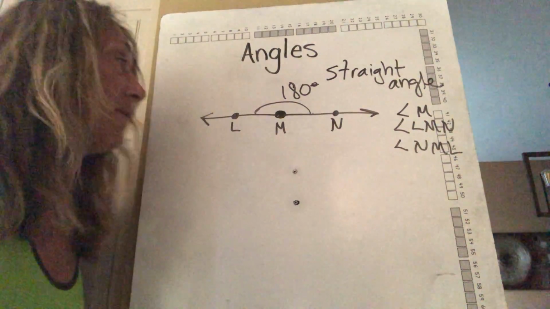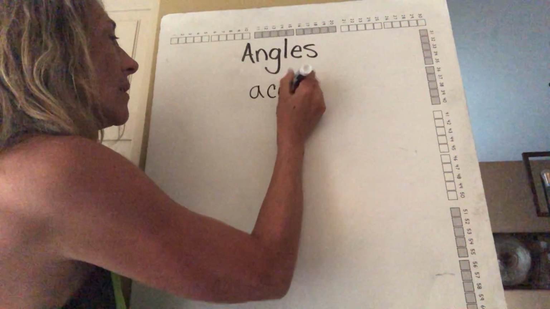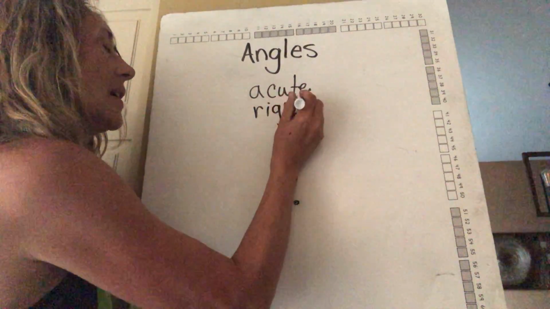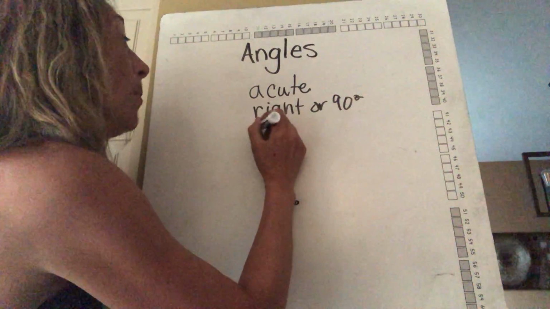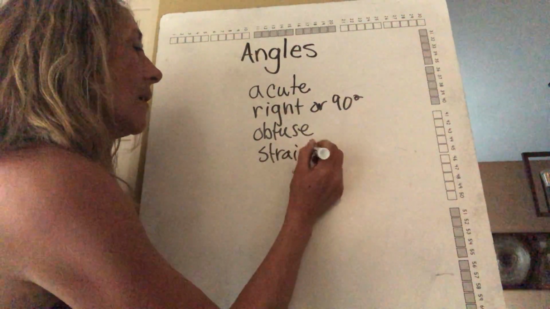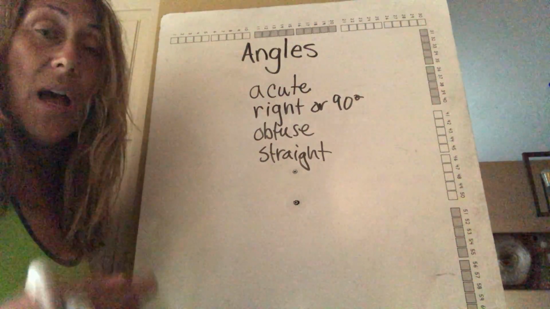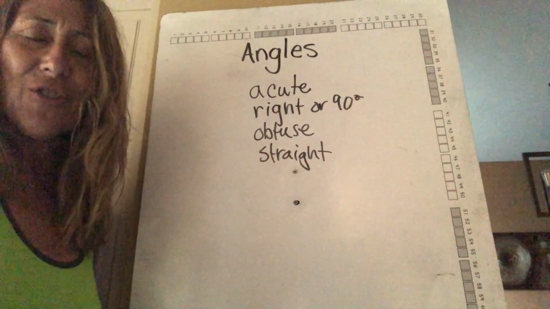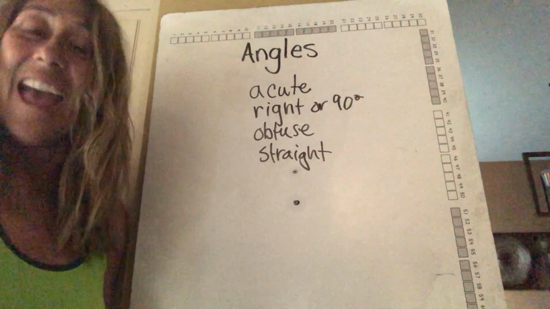So we have, in review, we have acute, we have right, or let's go with 90 degrees because they can be called either one. We have obtuse, and we have a straight angle. So those are the names. You can also name them by the points on the angle or by the vertex. And they're measured in degrees. The more you do something, the easier it gets. Have fun with angles.